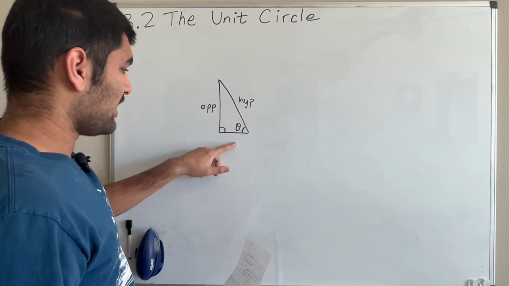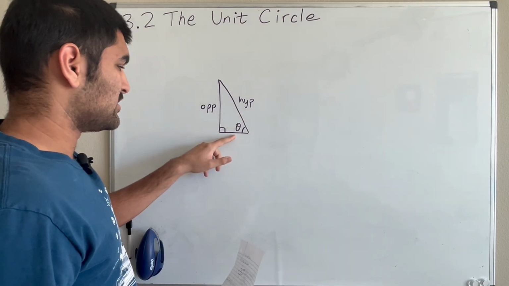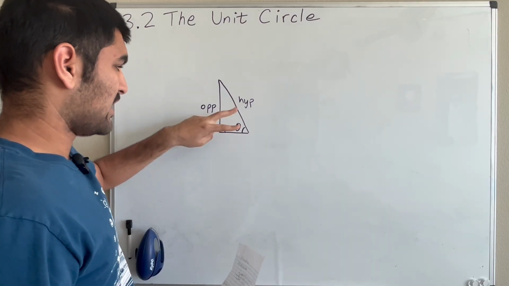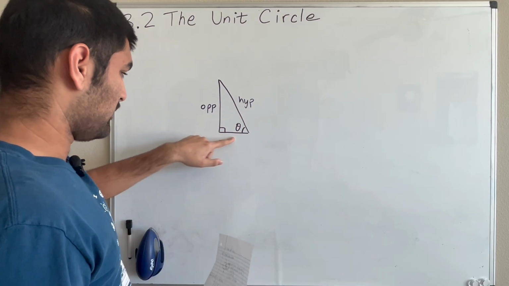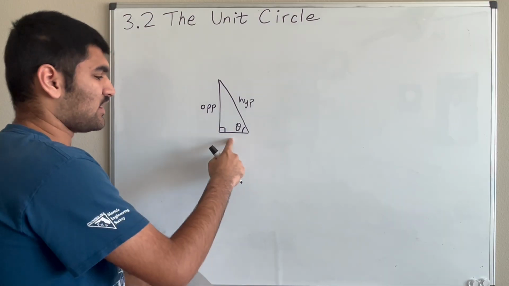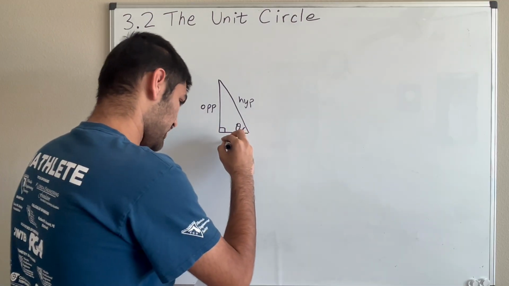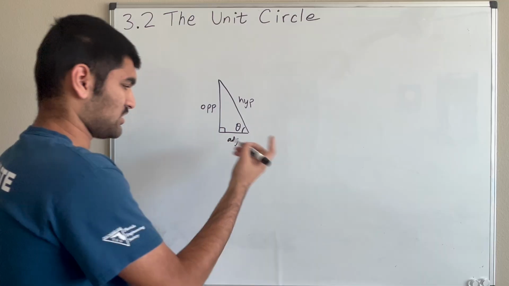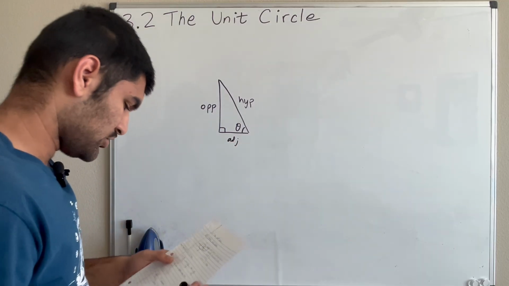So this side right here is the opposite side, which I'll abbreviate as OPP. And then the last side, which is the side adjacent, because angle theta has two sides adjacent to it, right? The hypotenuse and this side. And so the side that's not the hypotenuse is called the adjacent side. So this is the adjacent side, which I'll abbreviate as ADJ.